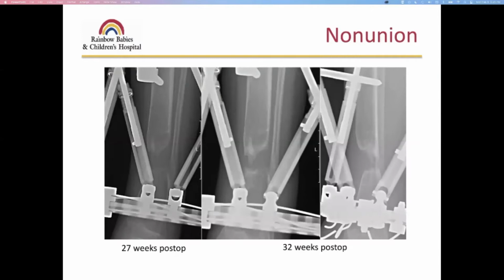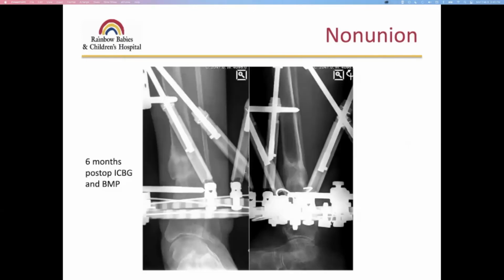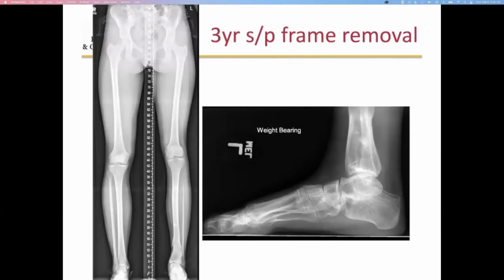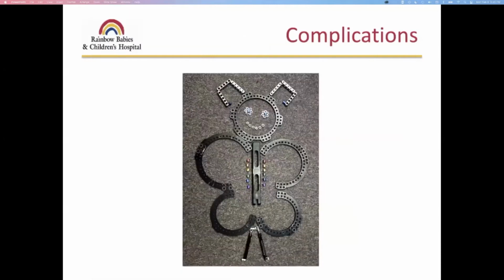And here I made the mistake of taking off the hindfoot fixation too early and not having enough fixation in the ankle, which caused a non-union and required bone grafting. So it did eventually heal, but did require that additional time. And you see I added a half pin to get some more stability there. Three years later, you can see that they're reasonably balanced between the two sides.